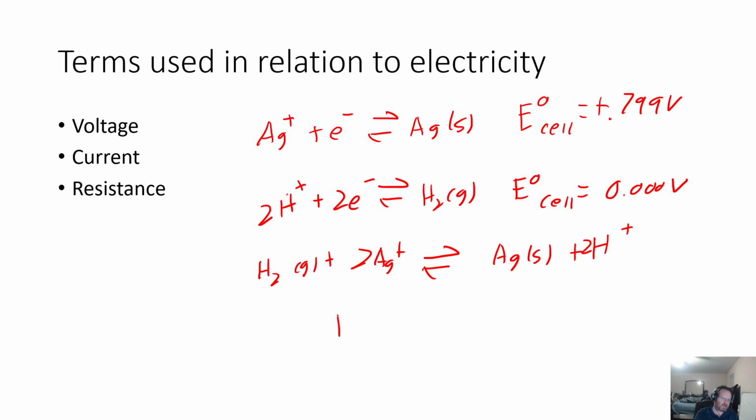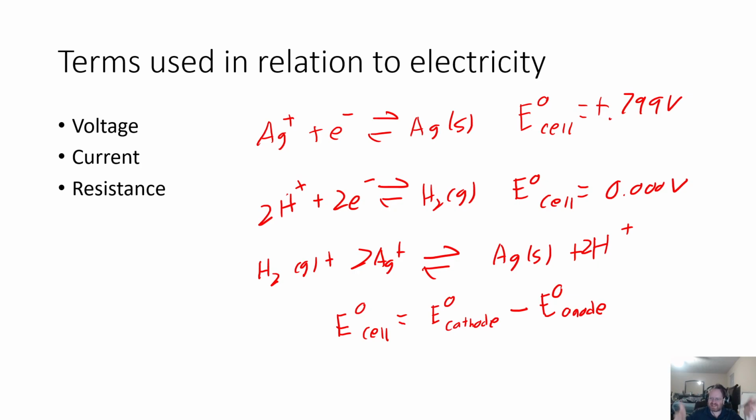So as a reminder, our E naught cell will be, if we look up reduction potentials, which is what you're going to have provided to you, that we would take E naught of the cathode, aka where the reduction happens, and subtract E naught of the anode, where the oxidation happens. In this case, the anode is our standard, so it's 0 volts. So it'd be 0.799 minus 0, so we'd have a 0.799 volt cell. Now, because that voltage is positive, we would have a spontaneous reaction.